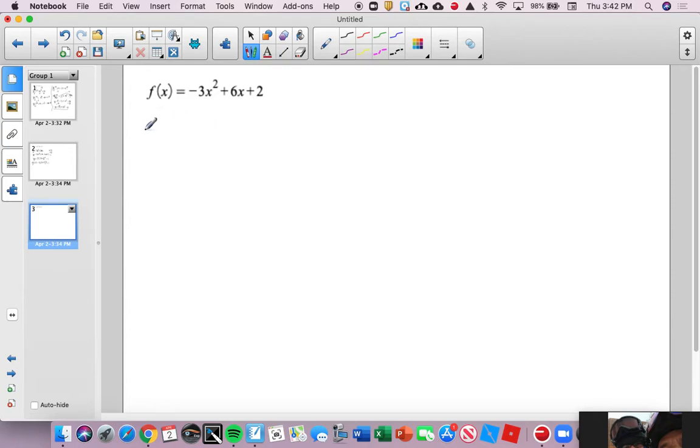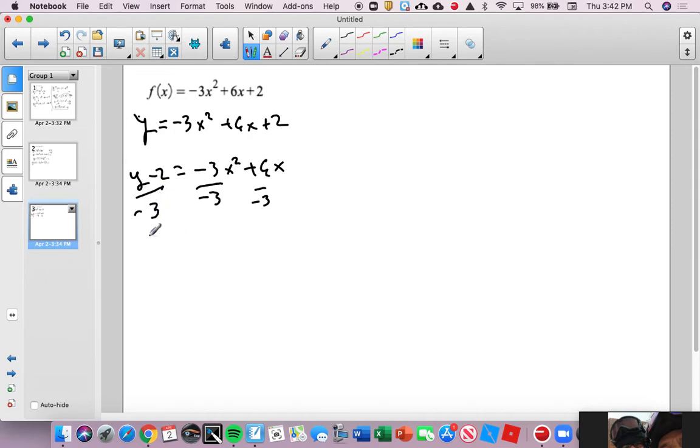And I'll do this one in both methods. So we'll start with the purest method. Hopefully I can fit it all in here. So I'll subtract 2. Then I'll divide everything by -3. So that's going to be x squared minus 2x. And then I'm going to add 1 to both sides.